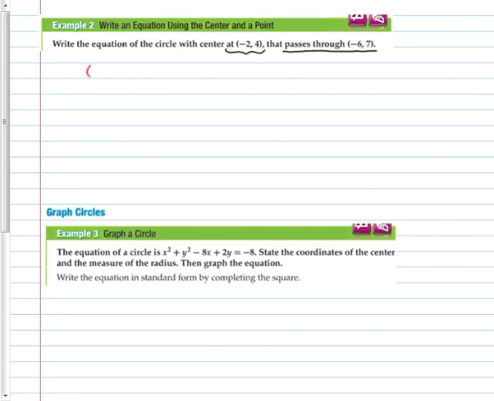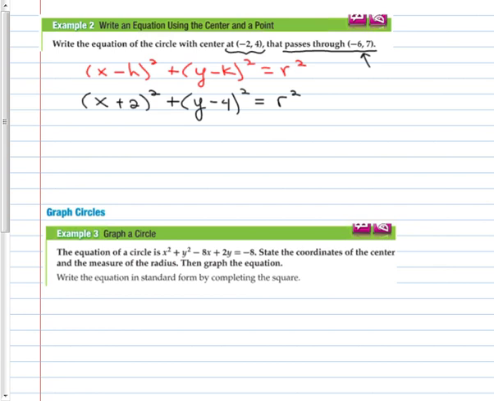Well, let's start out by again filling in x minus h quantity squared plus y minus k quantity squared equals the radius squared. And I know the center, so I can start x plus 2 quantity squared plus y minus 4 quantity squared equals, we don't know, do we? R squared. Now, what can I do with this?